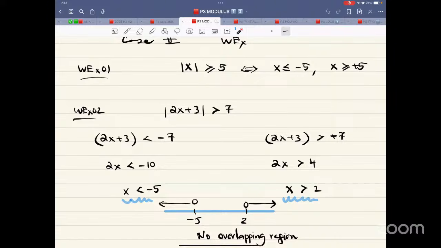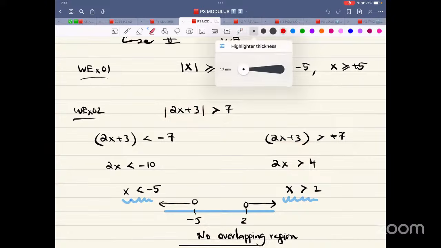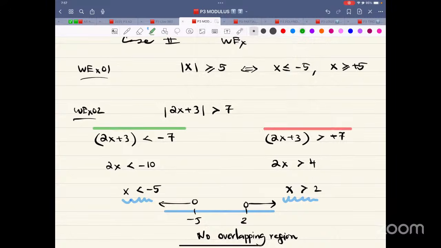So x is lesser than or equal to negative 5. x is greater than or equal to positive 5. |2x + 3| is greater than 7. Therefore, this thing is greater than 7, that is this part. This thing is lesser than negative 7, that is this part. So again, there are two options. There is this option, and then there is this option.